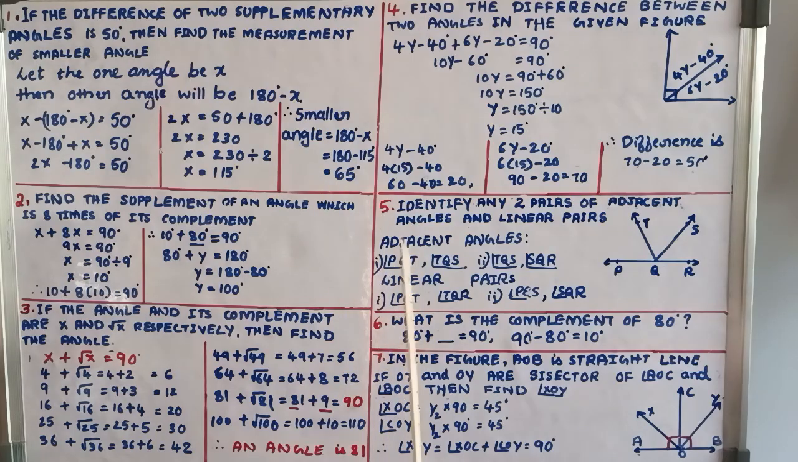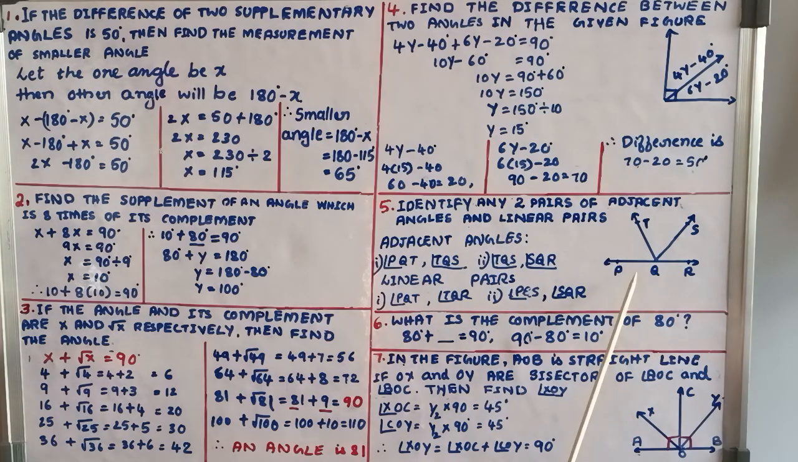Next, fifth one, identify any two pairs of adjacent angles and linear pairs. Let us recall the meaning of adjacent angles. What is meant by adjacent angles? Two angles which have a common arm are known as adjacent angles. What is meant by linear pair? Linear pairs are adjacent angles and also supplementary. What is meant by supplementary? The sum of the angles should be 180 degrees. Now first write down adjacent angles.